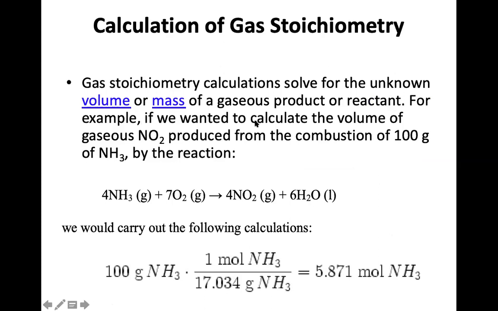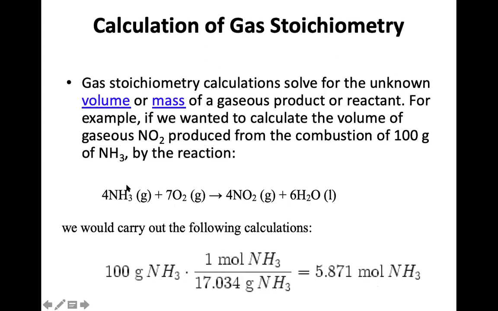For example, if you wanted to calculate the volume of gaseous nitrous oxide produced from combustion of 100 grams of ammonia by a reaction like this one, ammonia and oxygen giving nitrous oxide and water, we would carry out the following calculation. By using this calculation, we can easily get the result. In that case, you have to consider the standard gas law, that is temperature and pressure, to get the amount.